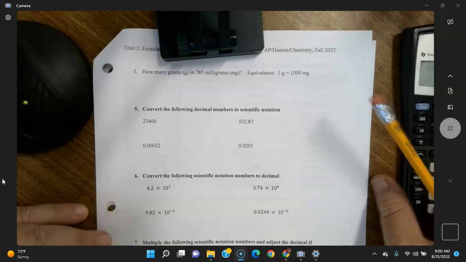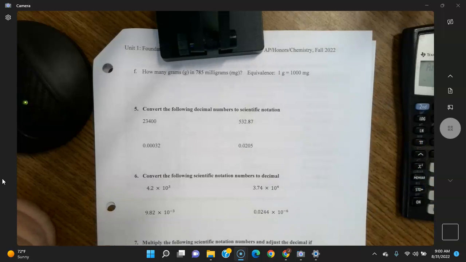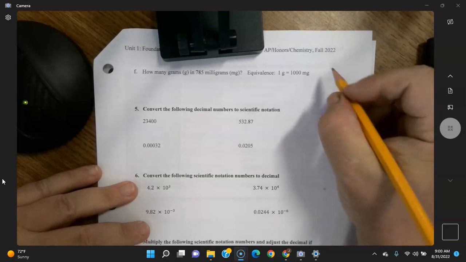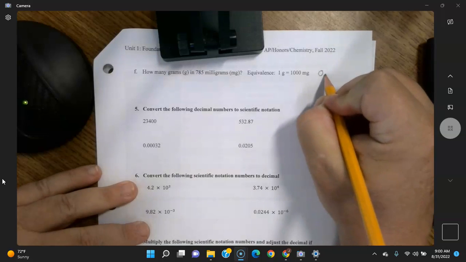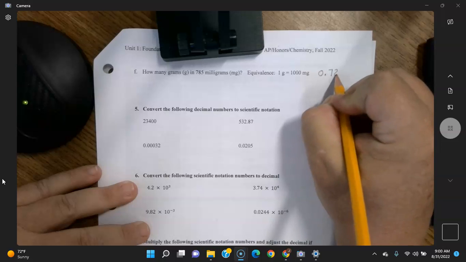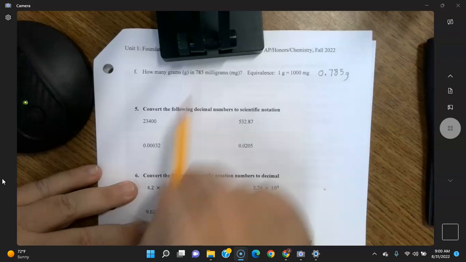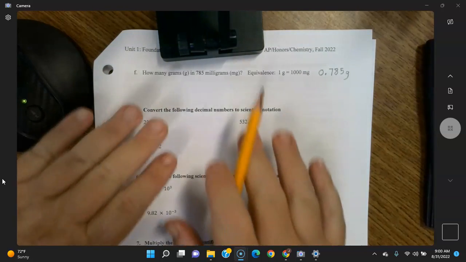And I'll leave F for you to do. I'll give you an answer for it. How many grams in 785 milligrams? A milligram is 1/1000th of a gram. So the answer you're going to come up with is 0.785 grams in 785 milligrams. Okay, so you do that one, but show the work.